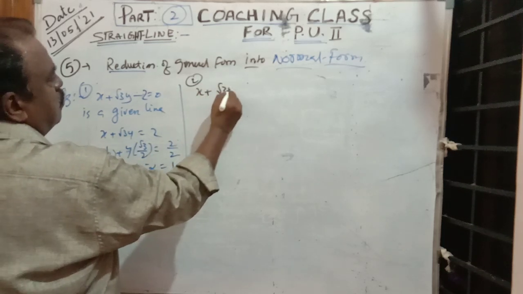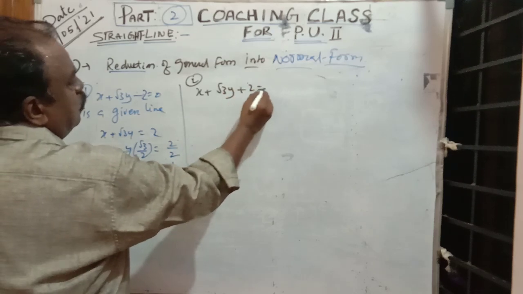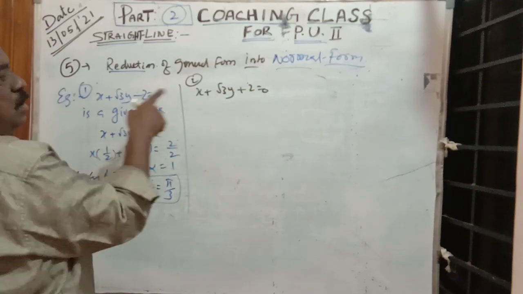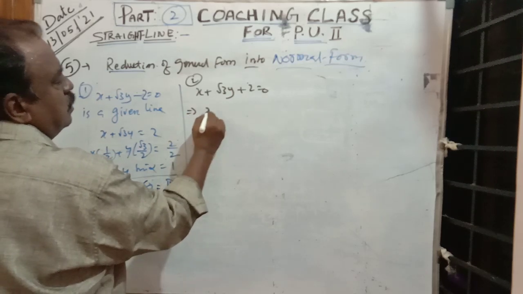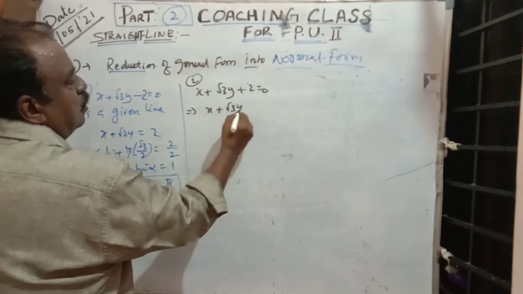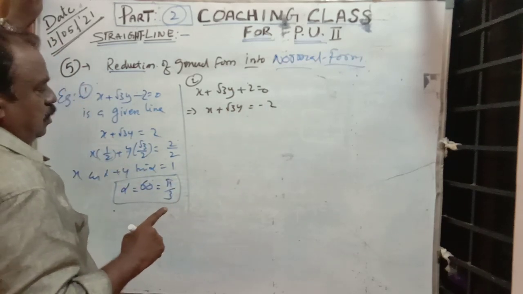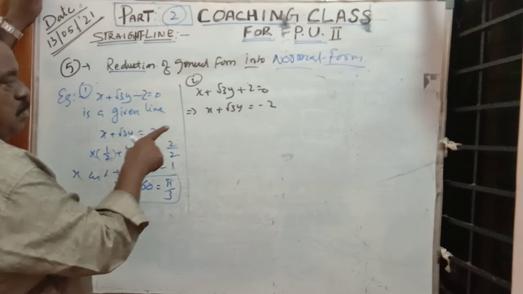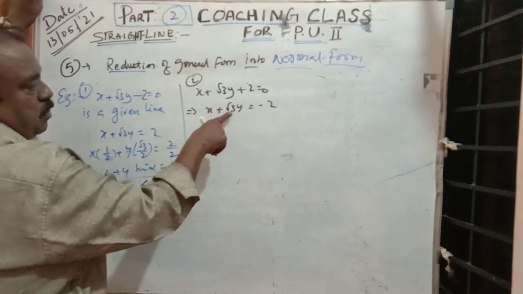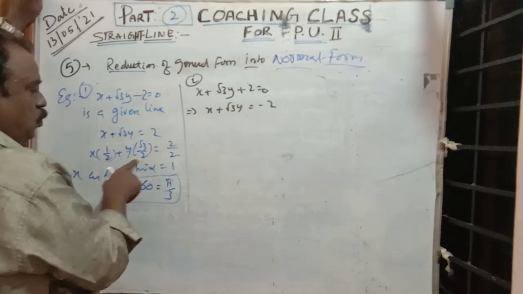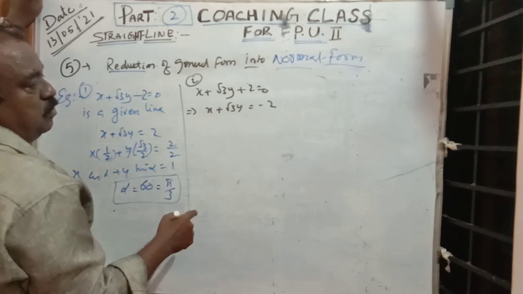x plus root 3y plus 2 is equal to 0. Here it was minus 2, but here it is plus 2 only. That implies x plus root 3y is equal to minus 2. Here we have to mention: if you divide with the root of a square plus b square, then root of 1 square plus root 3 square, we will get 2 only. Minus 2 by 2.